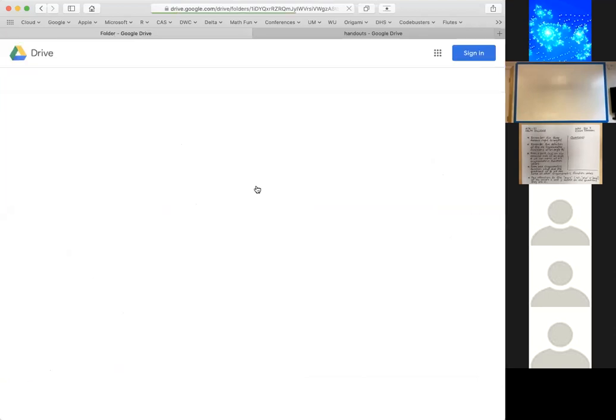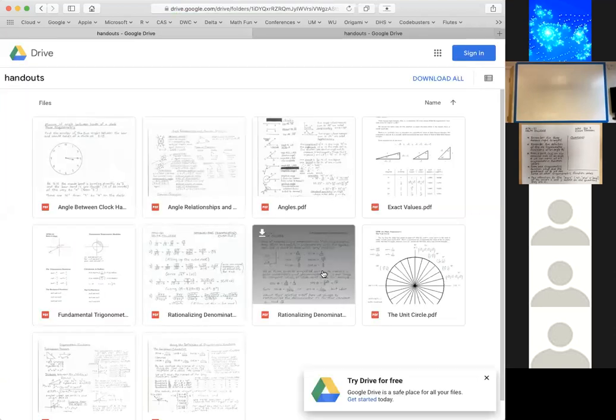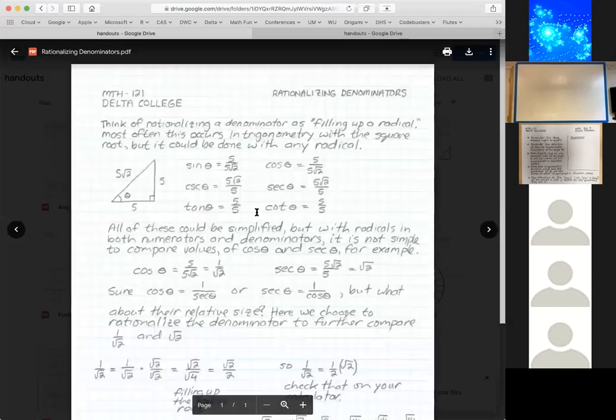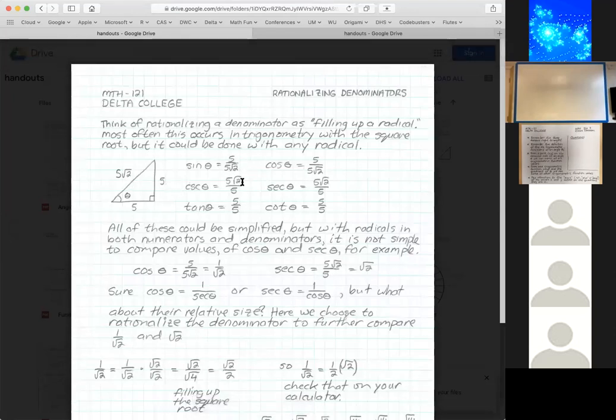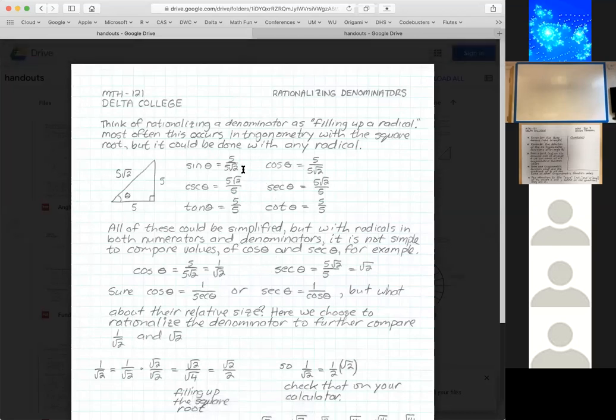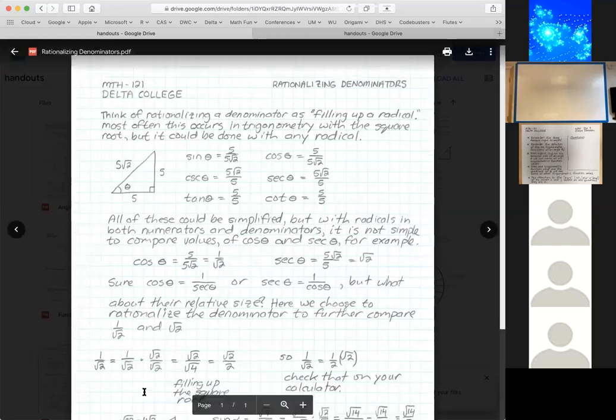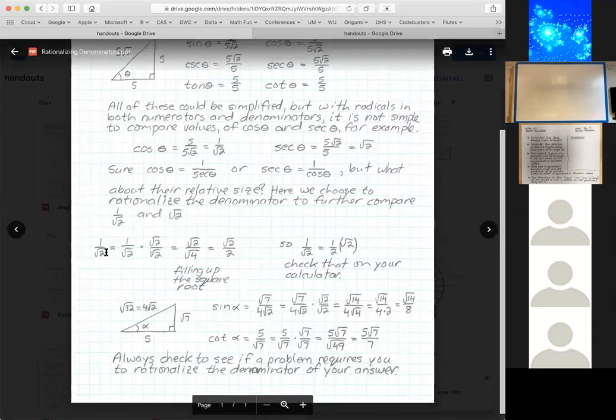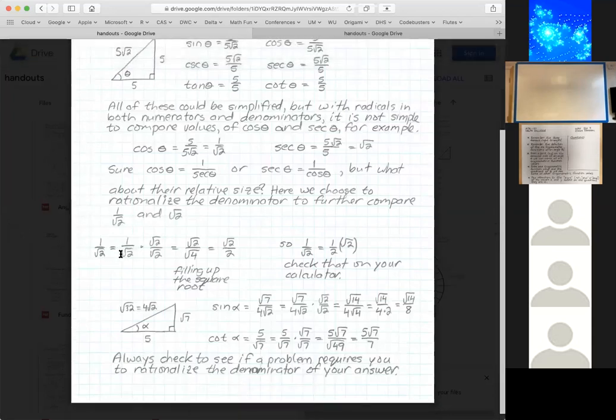Did you look at the rationalizing denominators handout, which is right here? I think I might make these direct links later, but the idea is that when you create trigonometric values, sometimes you have square roots, and sometimes they're in the numerator, sometimes they're in the denominator. It's just a rough idea in mathematics that people preferred square roots not to be in the denominator. And so if you need to change something like 1 over root 2 into a fraction that doesn't have a radical in the denominator, that process is called rationalizing the denominator.